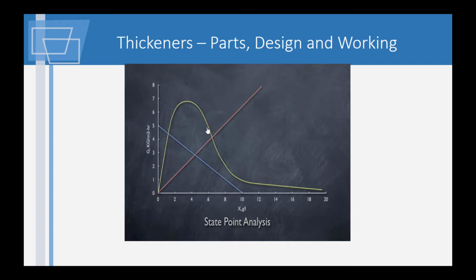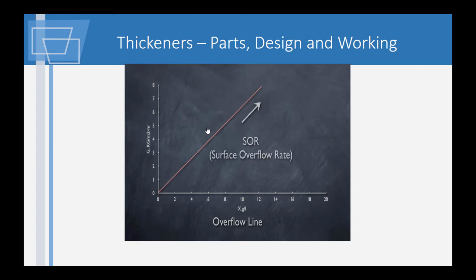The second component of the state point diagram is the overflow line. This line represents the flow through the clarifier. As the mixed liquid concentration increases, the flux increases also. The slope of this line represents the surface overflow rate, or SOR, which can be determined by dividing the influent flow by the clarifier surface area. It is important to remember that this line can be adjusted by changing the influent flow rate. A higher influent flow rate results in a steeper slope up. A lower influent flow rate results in a flatter slope.